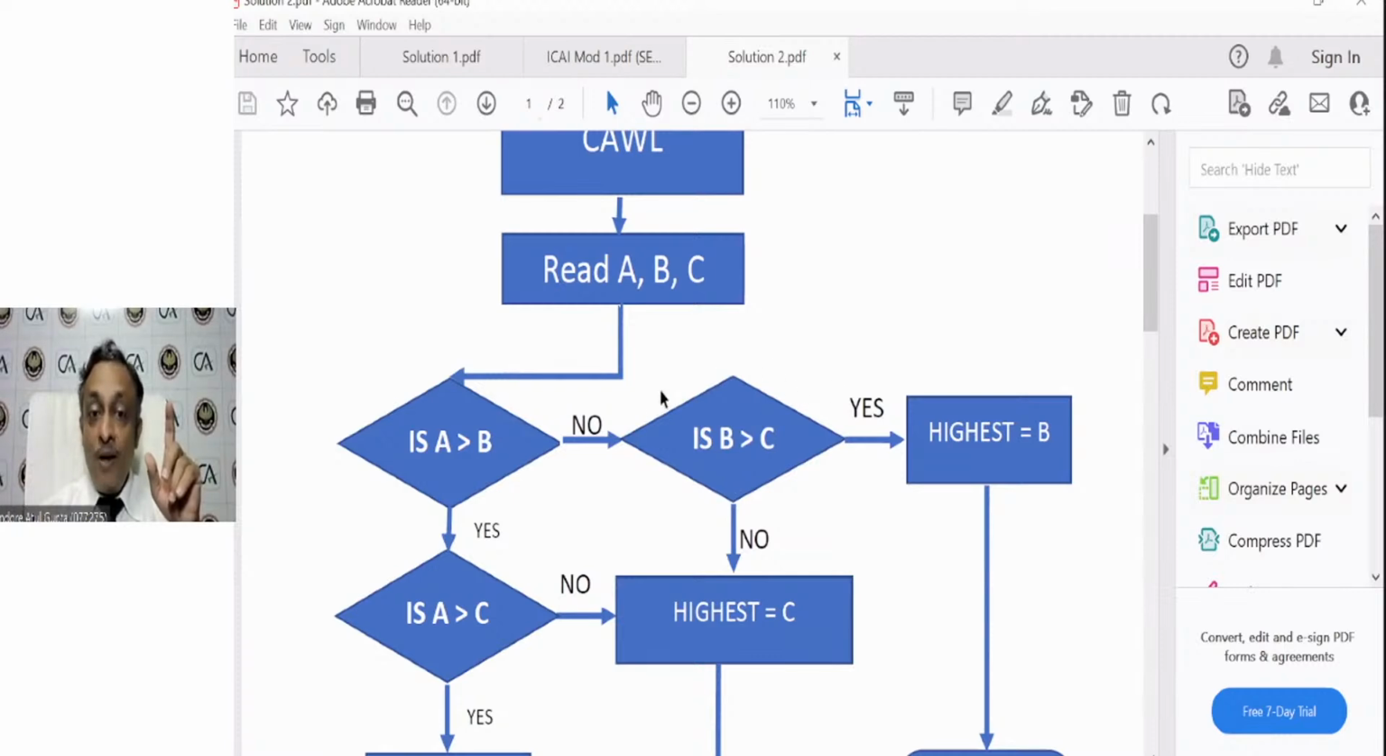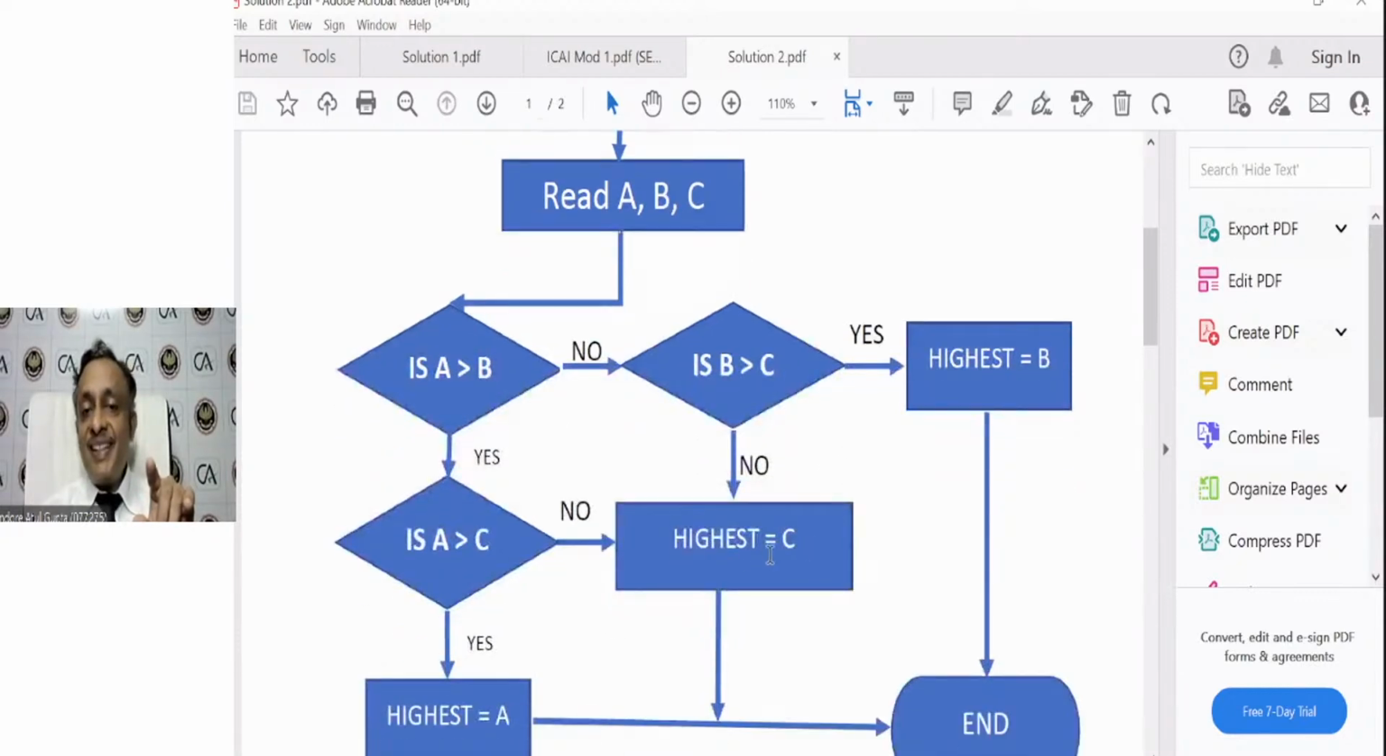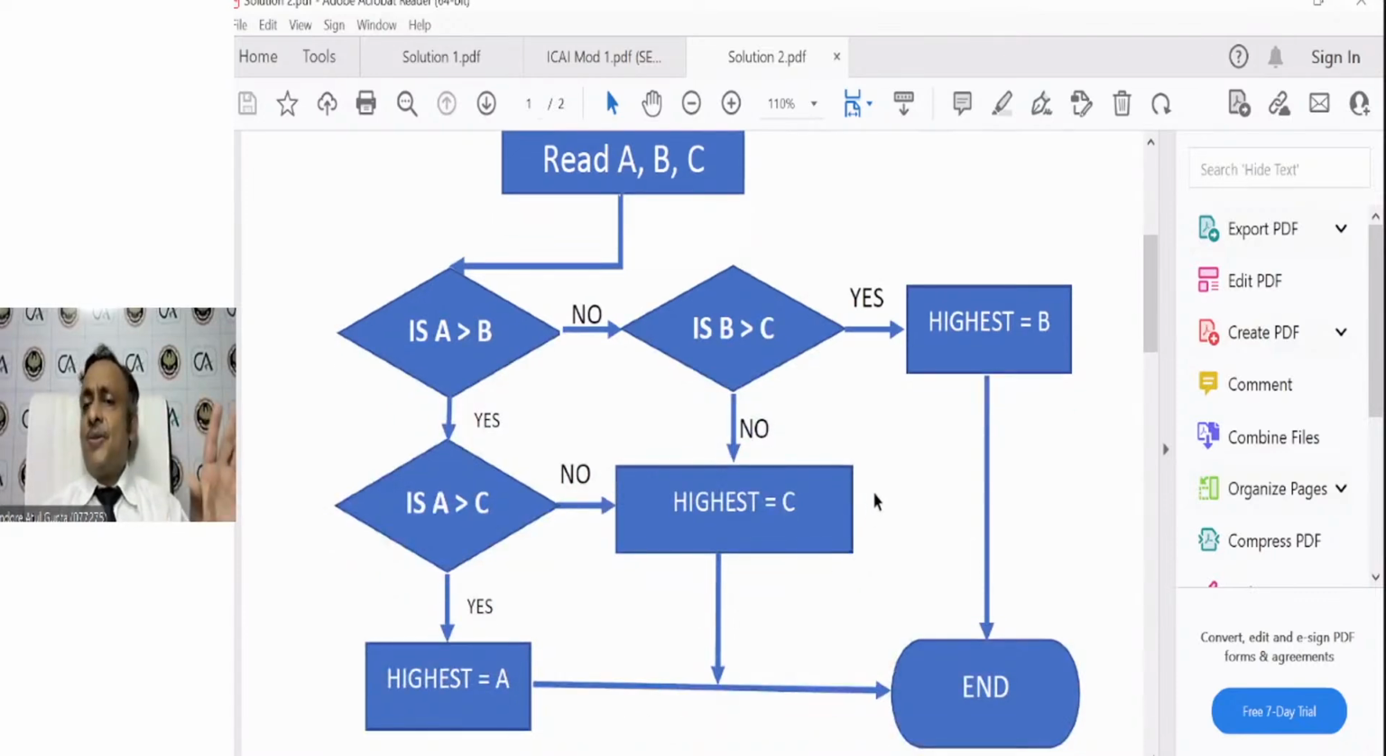Now you are getting into a second condition because you have to compare three values. So you need to compare the other two values also. If A is not greater than B, that is, 10 is not greater than 20, the result is no, so go here. Now you compare B to C. Is 20 greater than 30? Again, the answer is no. So the result is that the highest is C, 30. I get a solution: C is highest.